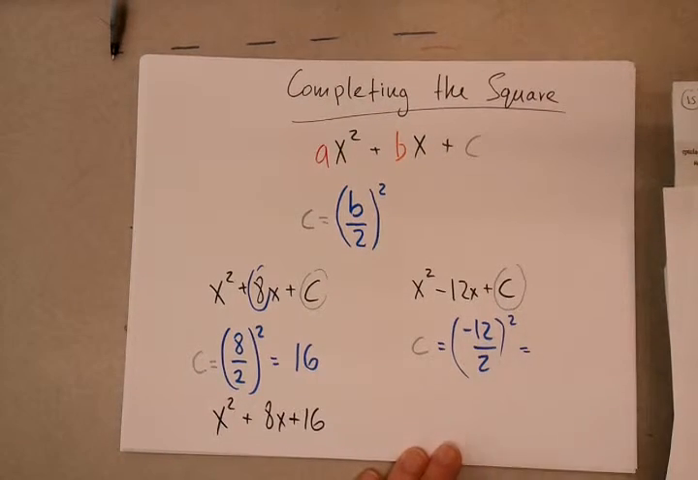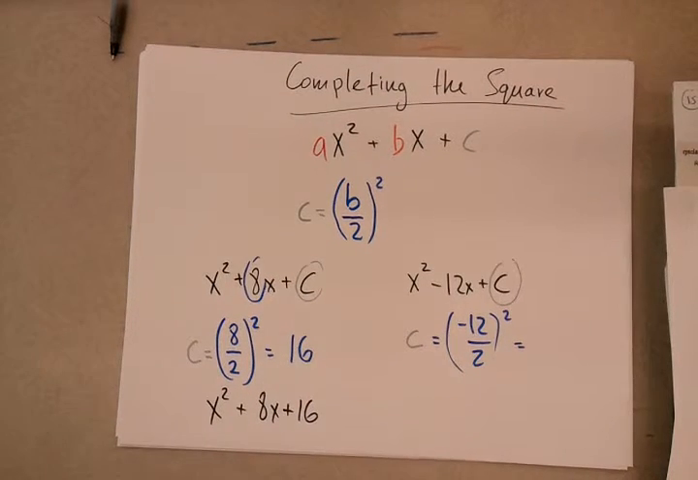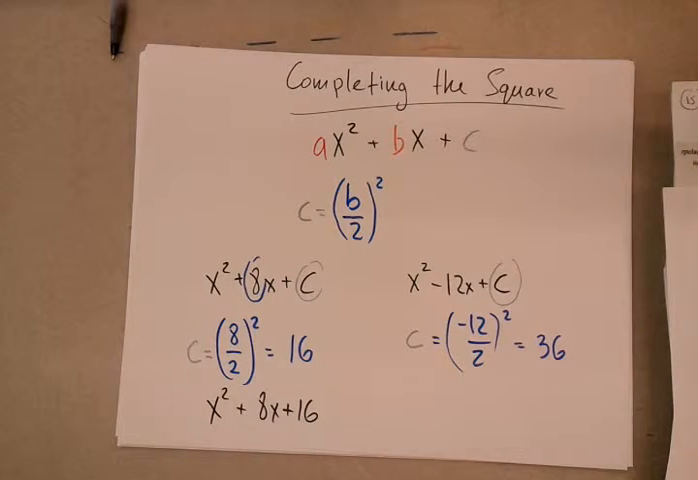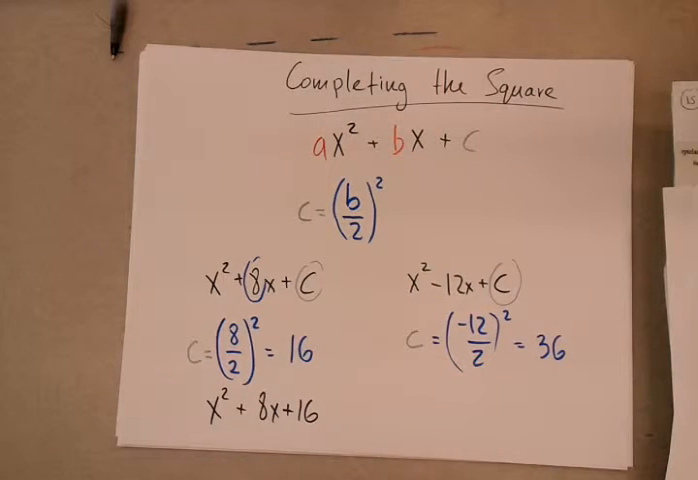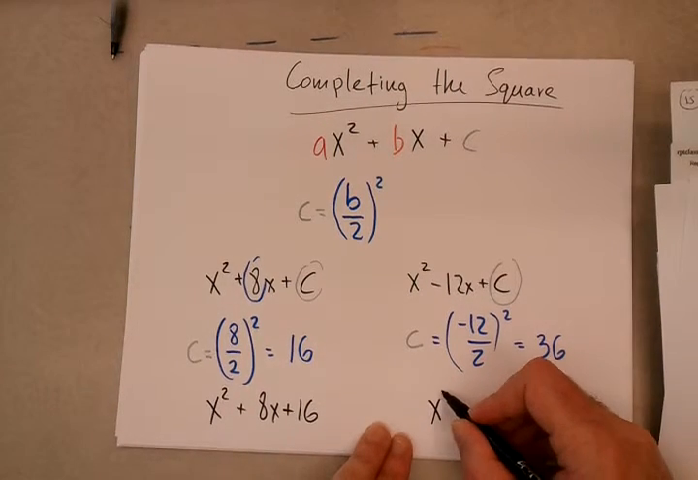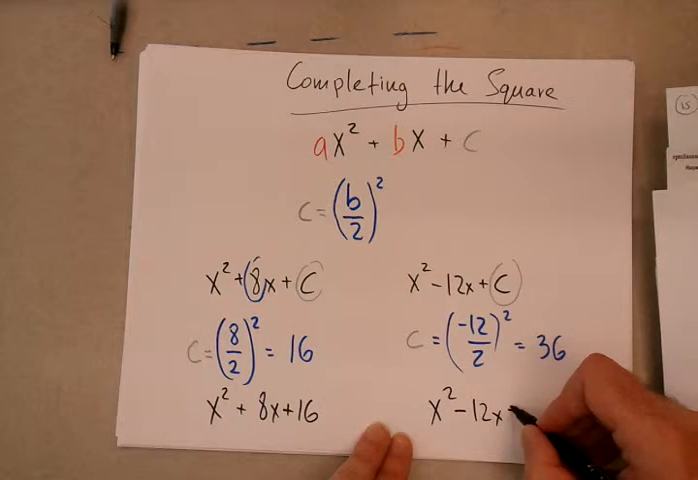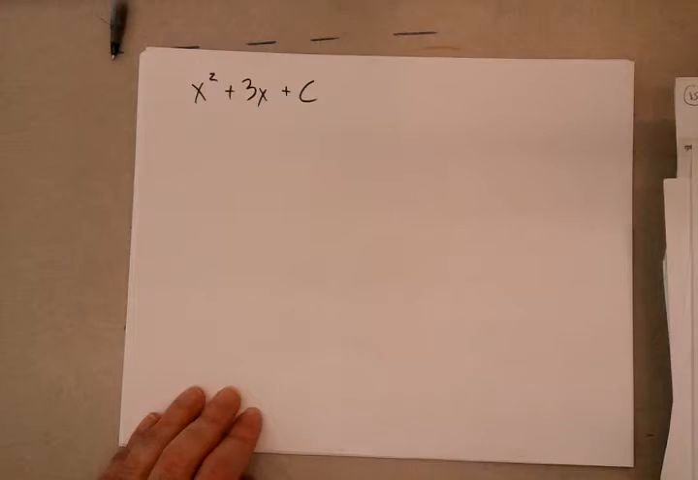Well, negative 12 divided by 2, that's a negative 6. Negative 6 squared, so negative 6 times negative 6 is a positive 36. So now all I need to do is plug in my value for c, the 36, back in here, and I'll have my square completed. And that's about it. The only difficult part is sometimes the last term ends up as a fraction. So let me show you an example of that.